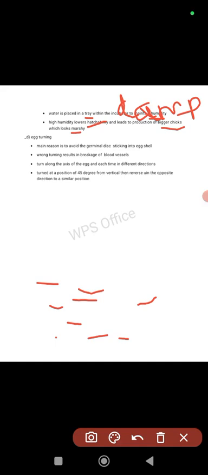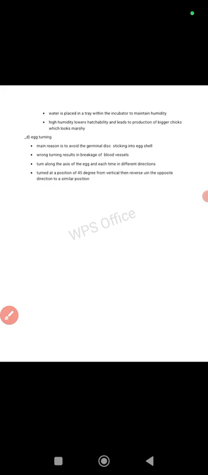So you can see the germinal disc underlined there, sticking into the eggshell. That is the main reason why egg turning should be done. Wrong turning of the egg may result in breakage of the blood vessels. As we know, the developing embryo has now developed blood vessels.